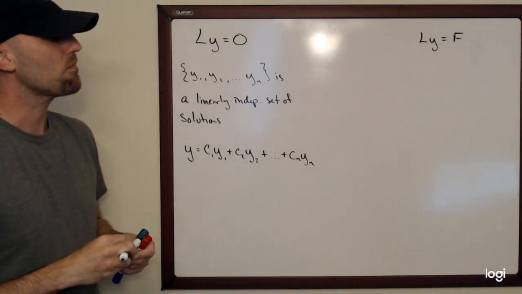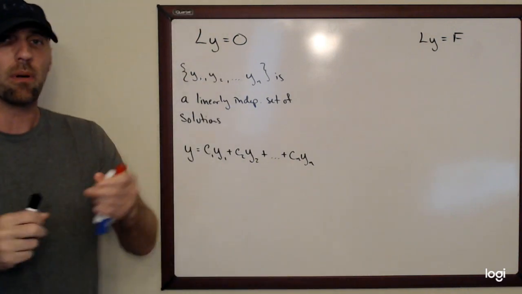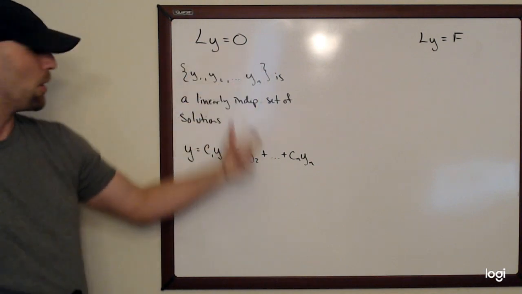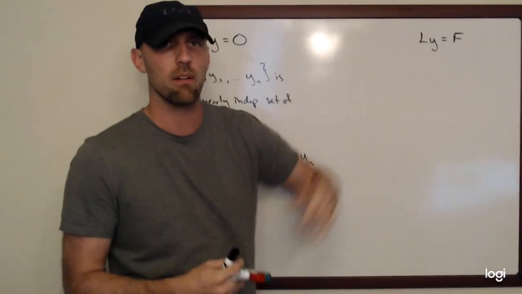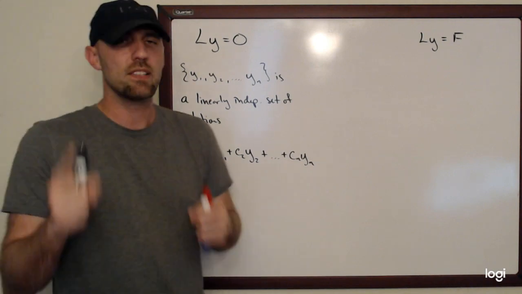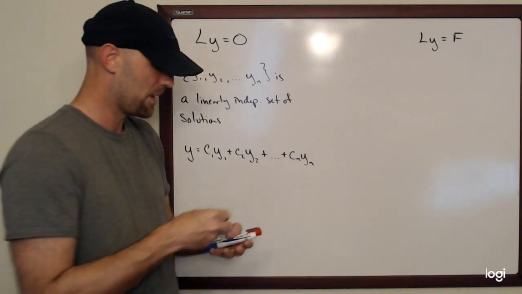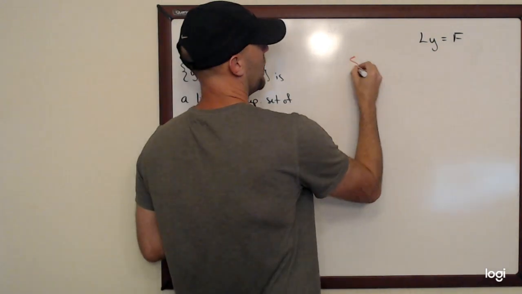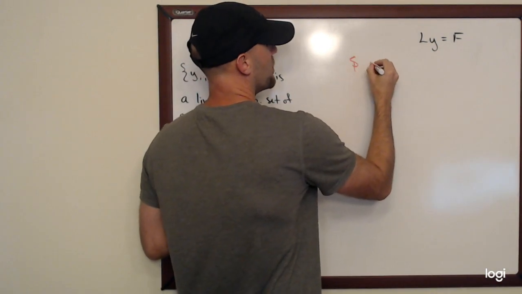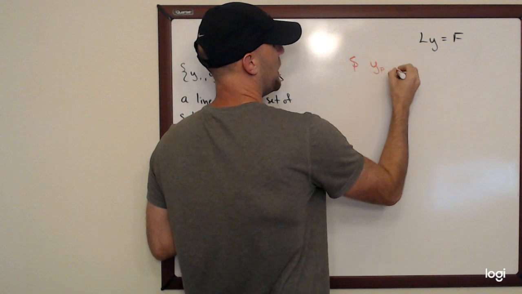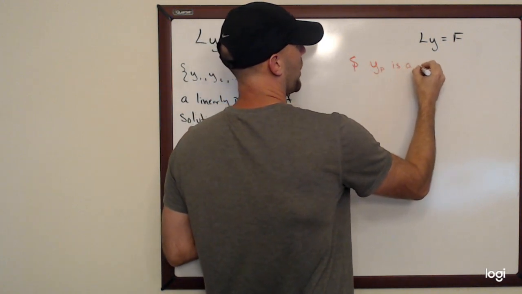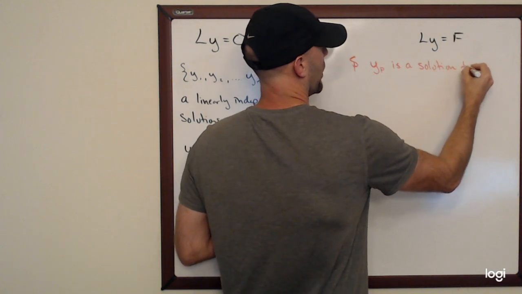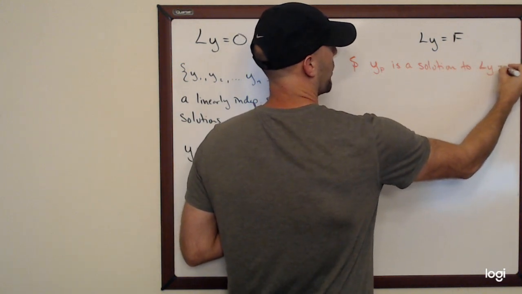Remember, if I take something like this and plug it into L times y, I'm going to get 0, so something that looks like this is not a solution here. But let's say I do have one. Suppose y sub p is a solution to L times y equals f.